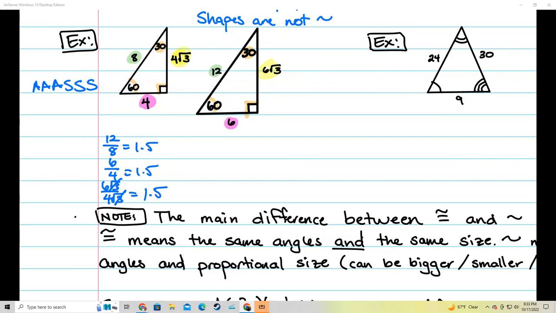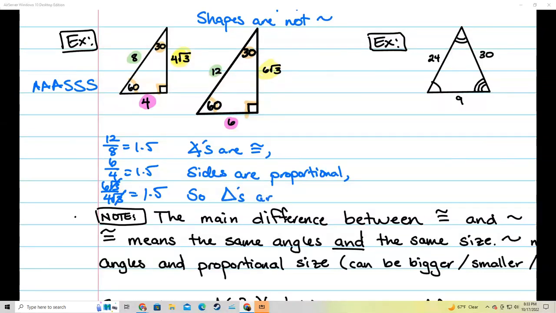So I can conclude that the angles are congruent, the sides are proportional. Since both of those cases are true, then I can go ahead and say the triangles are similar. Okay, and that's because I got the angles to match and I got the sides to match. So basically, because of angle, angle, angle, side, side, side. That's a ton of work, but that's okay. I mean, that's what we have so far.